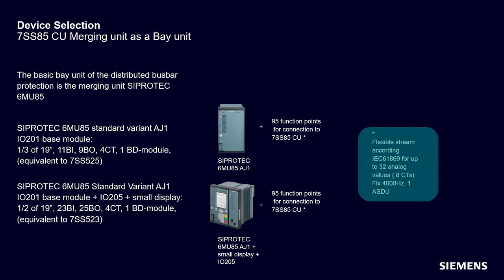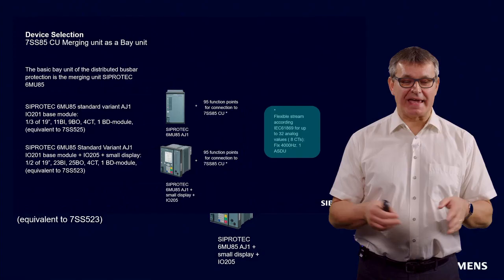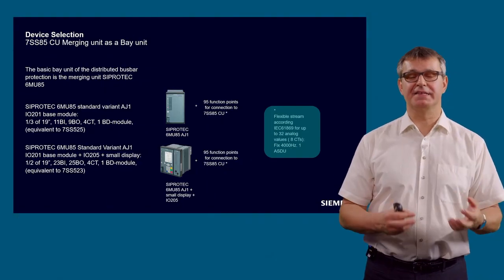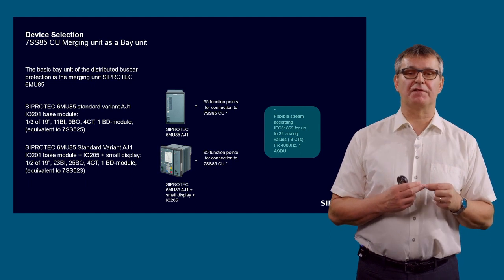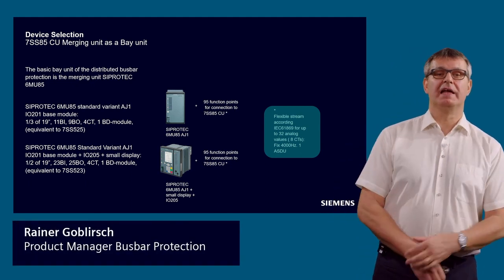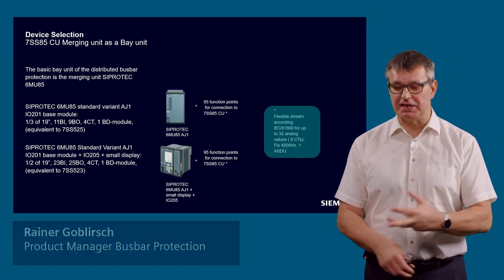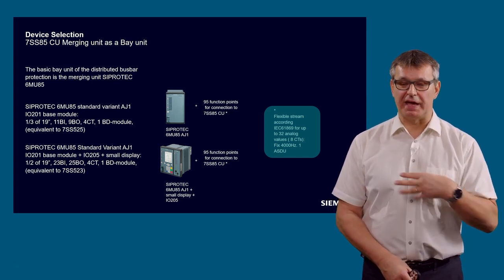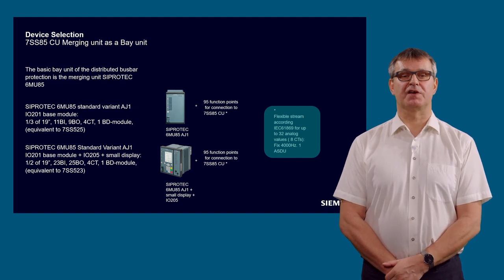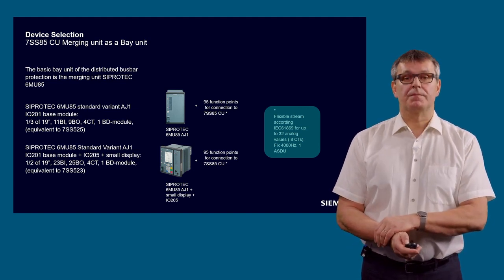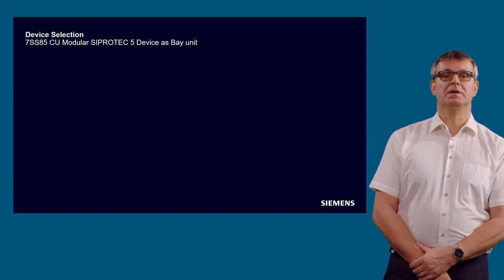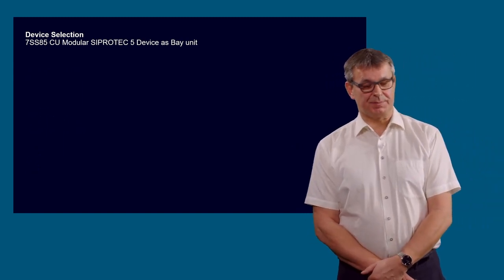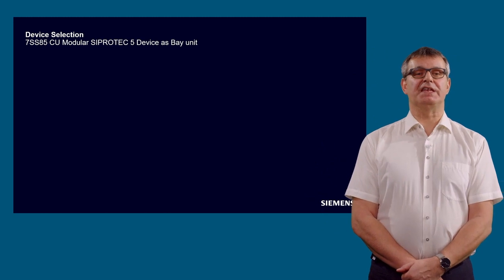Of course, you have to think about adding more I/O modules to cover all these 8 CDs, but in principle it's possible, and you have to pay only once for these additional 95 function points. With these, you can send up to 8 current measuring points to the 7SS85 central unit. As already said, in the 7SS85 each modular Siprotec 5 device can be used as a Bay unit for the distributed busbar protection.